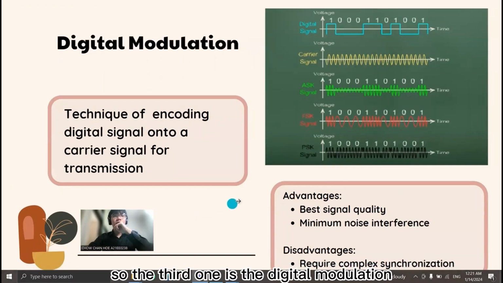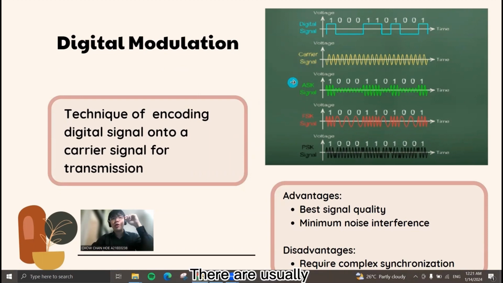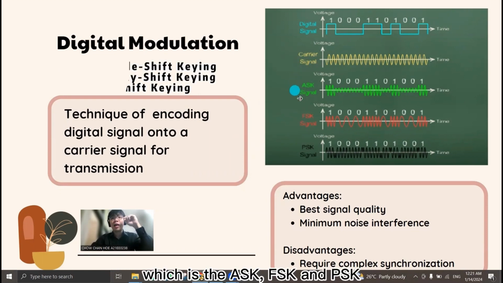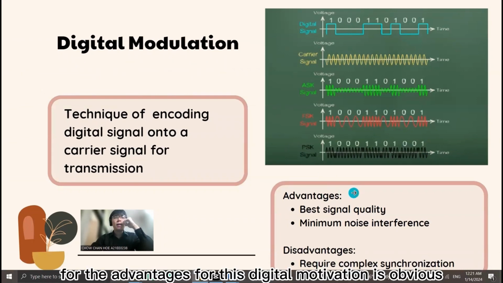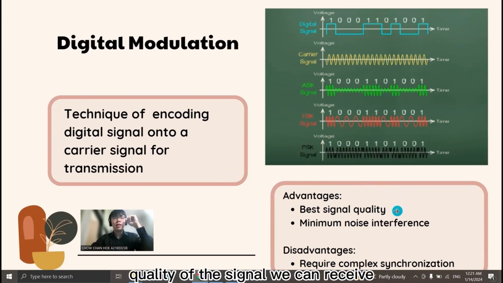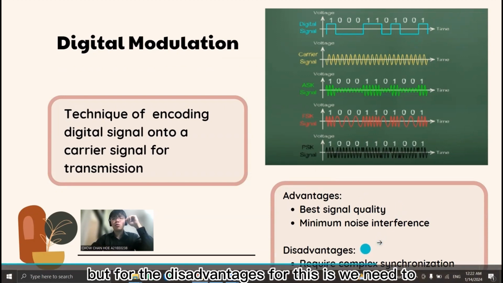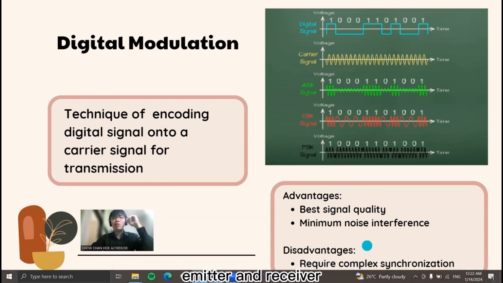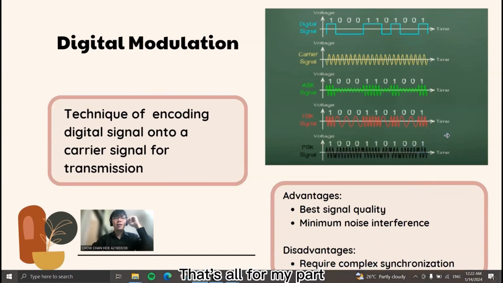The third one is digital modulation, the technique of encoding a digital signal into a carrier signal for transmission. There are usually three types of digital modulation, which are ASK, FSK, and PSK, and we will discuss them further in the video. The advantage of digital modulation is obvious: it gives the best quality of signal we can receive because it has minimum noise interference. But the disadvantage is that we need to do synchronization for both the emitter and receiver. So this is the digital modulation. That's all for my part.